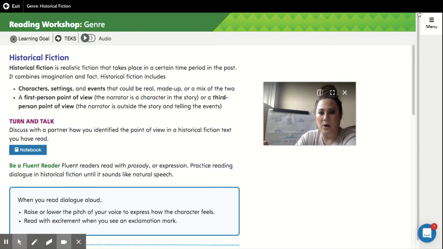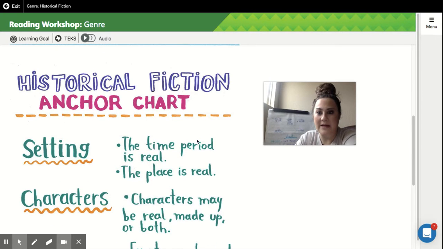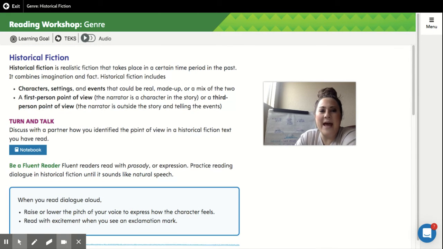As we are leaving our word work, we are going to dive into a new genre as we read Nora's Ark. It's historical fiction. We've studied historical fiction before. Think of the story about the Titanic. We know that the Titanic happened, but those characters within the story, we aren't sure if they were real or not. And so historical fiction, again, is an imaginary story, but it's realistic. Okay, historical fiction is realistic fiction that takes place in a certain time period in the past. It combines imagination and fact.